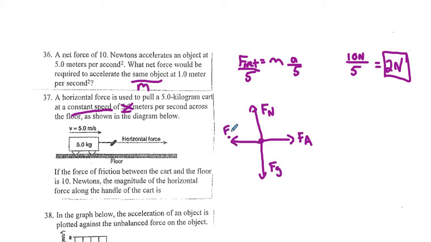If this is moving at a constant speed, the normal force and the force of gravity are equal, and the applied force and the force of friction are equal. You're told that the force of friction is 10 newtons, so the applied force must be 10 newtons. Once again, the 5 kilogram cart is irrelevant. This would be true if it was 5 kilograms or 50 kilograms or 500. And the speed of 5 meters per second is not important. The fact that it's moving at a constant speed is.